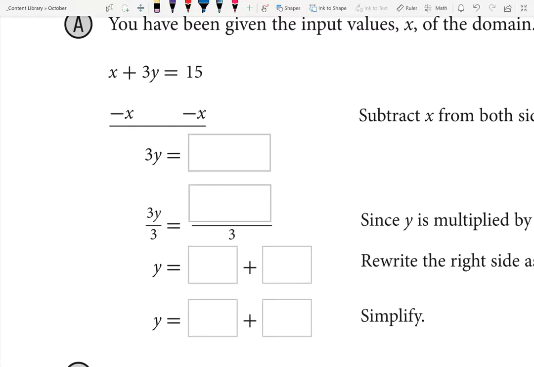General rule of thumb to remember is the piece that's attached to the y that we're trying to get by itself, we'll save for last. So since the 3 is attached to the y, it's a part of that term, we will save that for last. And we'll just start by moving this x term out of the way. Let's get rid of this x here first.